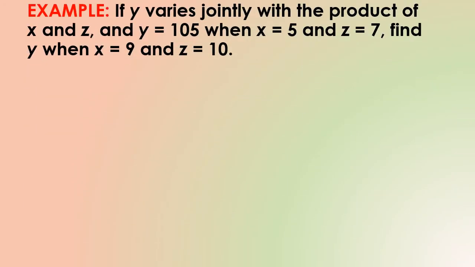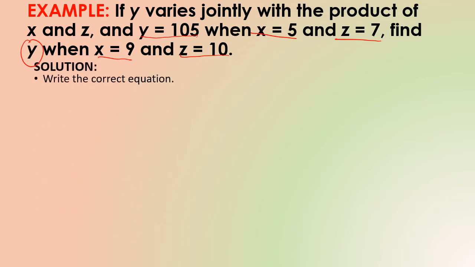Okay, class. For example number 2, if y varies jointly with the product of x and z and y is equal to 105 when x is equal to 5 and z is equal to 7, find y when x is equal to 9 and z is equal to 10. So class, in-underline ko na ulit para mas madali nating hanapin mamaya. Okay, so for the solution, ano yung laging step 1? Step 1, write the correct equation.